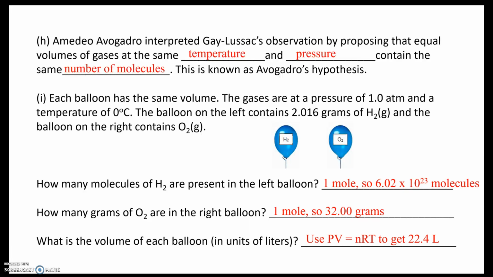If we use the ideal gas law, PV equals nRT, we're going to see we get 22.4 liters. And this is where the value comes from for the volume of 1 mole of an ideal gas. If you plug in the amount of 1 mole, 1 atmosphere, and 273 degrees Kelvin, you end up getting a volume of 22.4 liters.